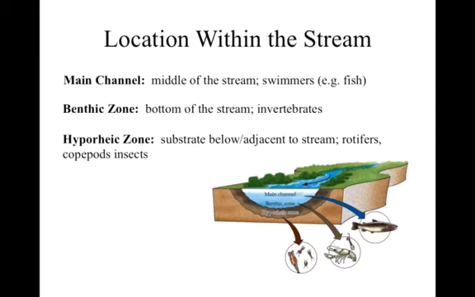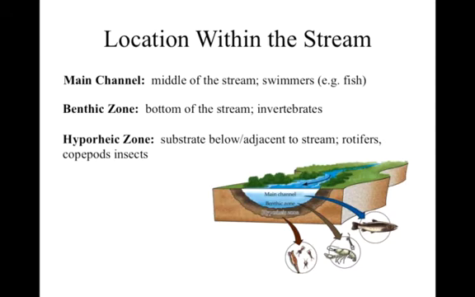Now, we've talked a little bit about lotic versus lentic. We've also talked about the broader amounts of flow in the lotic systems, and we've talked about the different stream orders. But there's another way to divide streams, and that's in terms of where you are relative to the shore. The main channel is right in the middle.